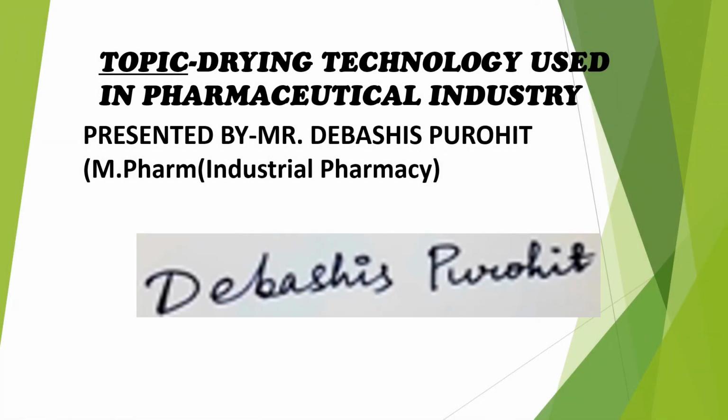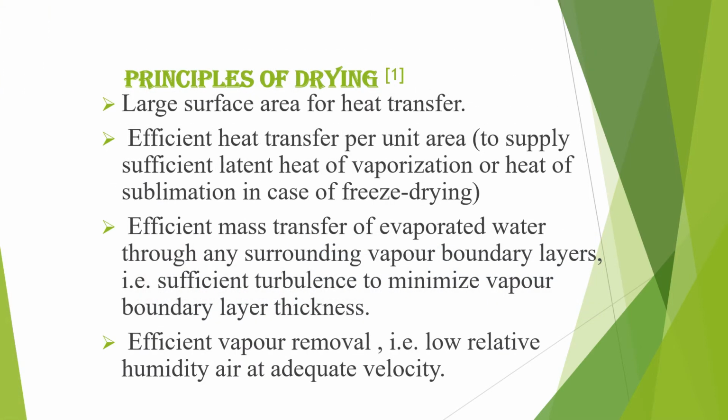Hi guys, today I'm going to explain different drying technologies used in the pharmaceutical industry. First is the principle of drying. It needs a large surface area for transfer of heat, and efficient heat transfer per unit area. That means it needs to supply sufficient latent heat of vaporization, or heat of sublimation in the case of freeze drying. We'll learn about the freeze-thaw technique and all those things.